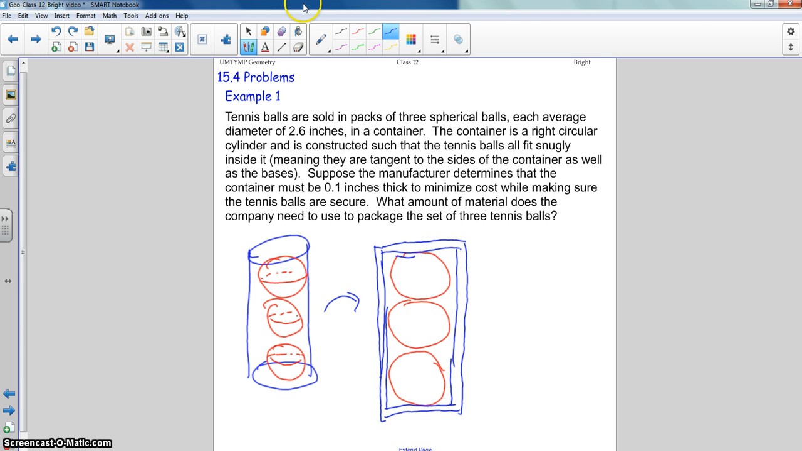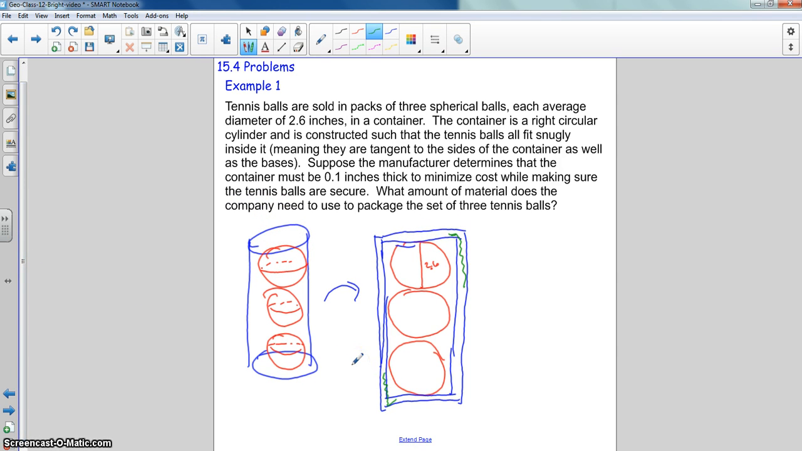Now I know each ball has a diameter of 2.6 inches. Really, what I'm being asked to find is the volume for the material used in the container, so the space between these 2 rectangles. Remember that this is a cylindrical can, so it's not just finding the 2D representation, but actually looking at it in 3 dimensions. So what I need to do is continue to label my diagram.